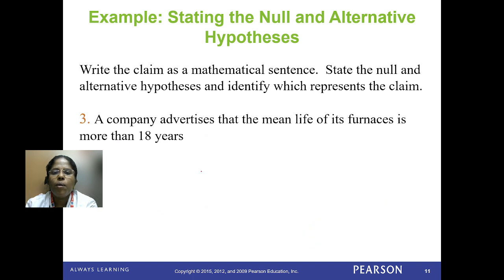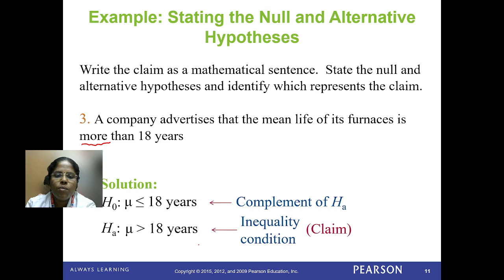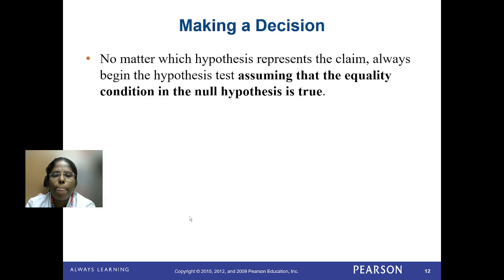And the next problem, here the company advertises that the mean life of its furnaces is more than 18 years. So here they have mentioned more. So it comes under H1, that is the alternate hypothesis, and then we need to write the complement of this H1 as H naught. So mu is greater than 18 years, which is the inequality condition and also our claim. The complement for this is mu is less than or equal to 18 years, which is the complement of HA.